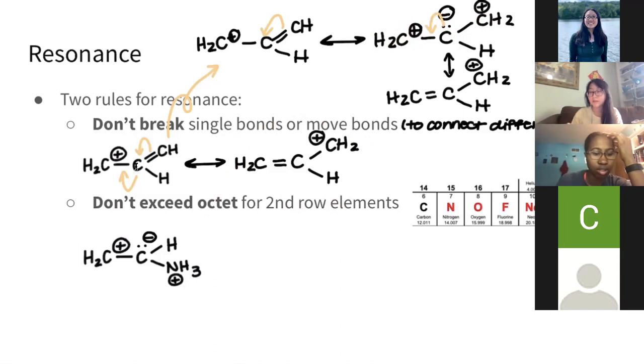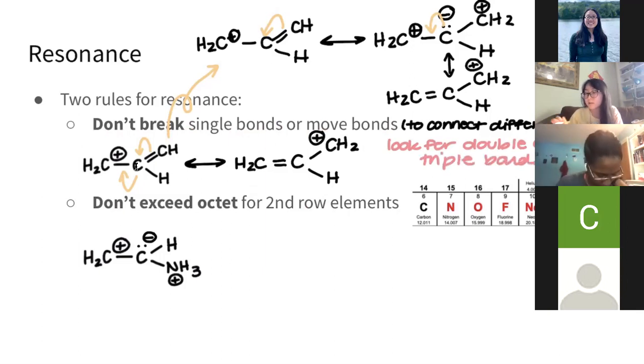Awesome. And so another way to think about don't break single bonds or move bonds is to say, essentially, look for double or triple bonds. So you're going to notice here, and in some of Sydney's examples, we looked at this double bond, we said, okay, we can liberate a couple of those electrons, move them around to the different parts of the molecule.